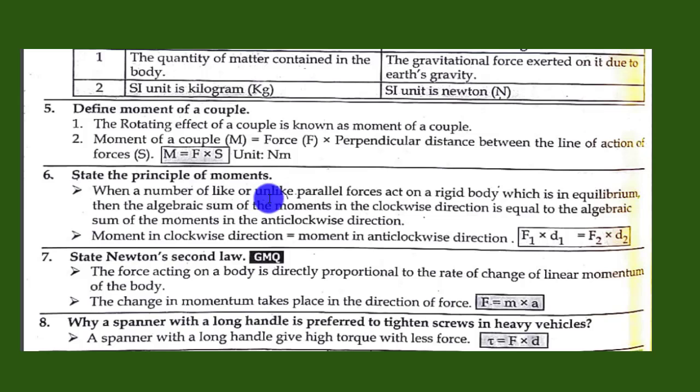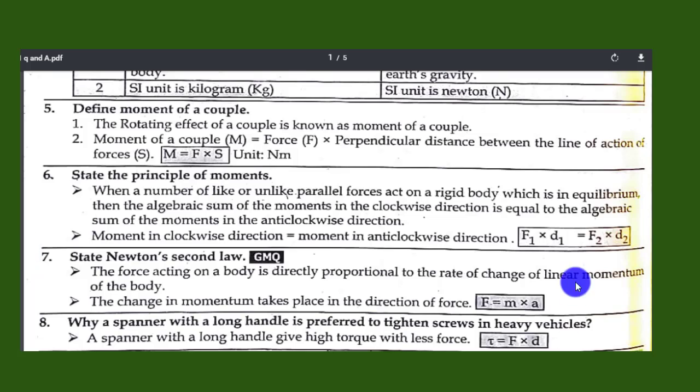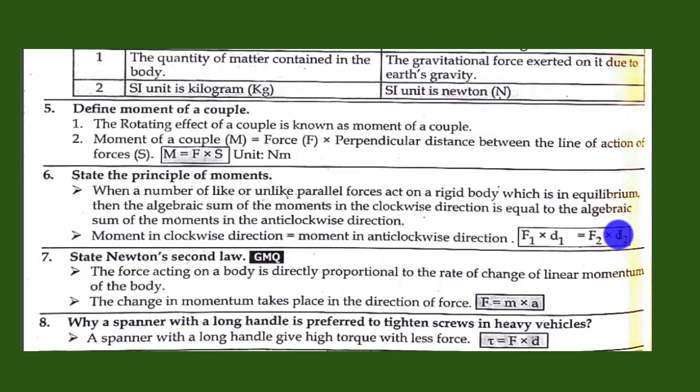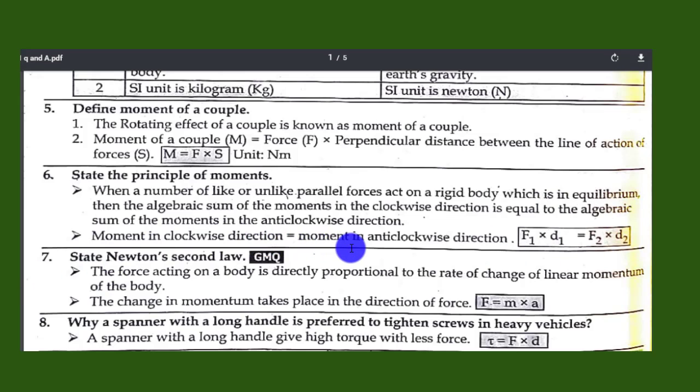Next one, state the principle of moments. When a number of like or unlike parallel forces act on a rigid body which is in equilibrium, then the algebraic sum of the moments in the clockwise direction is equal to the algebraic sum of the moments in the anti-clockwise direction. Take this example: F1 force is acting at a perpendicular distance d1, and F2 force is acting on the system at a perpendicular distance d2. Then F1 into d1 and F2 into d2 will be the same. That is, the moment in the clockwise direction is equal to the moment in the anti-clockwise direction.